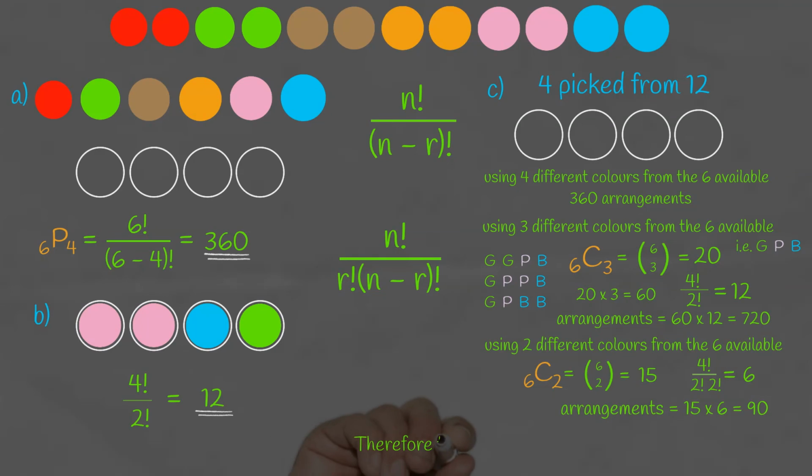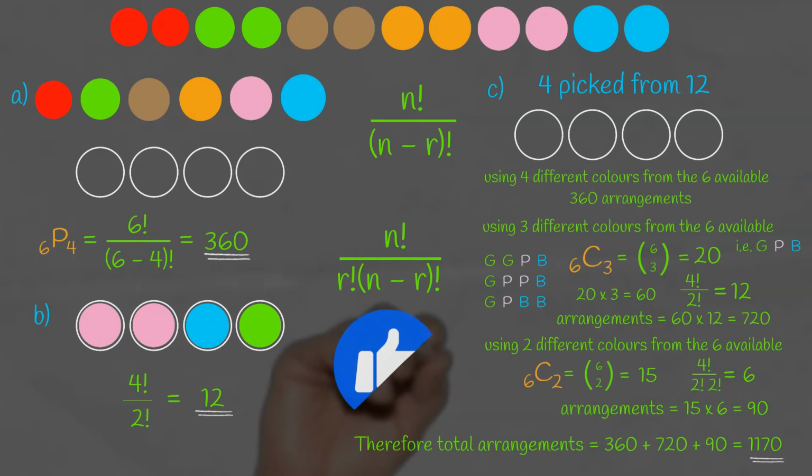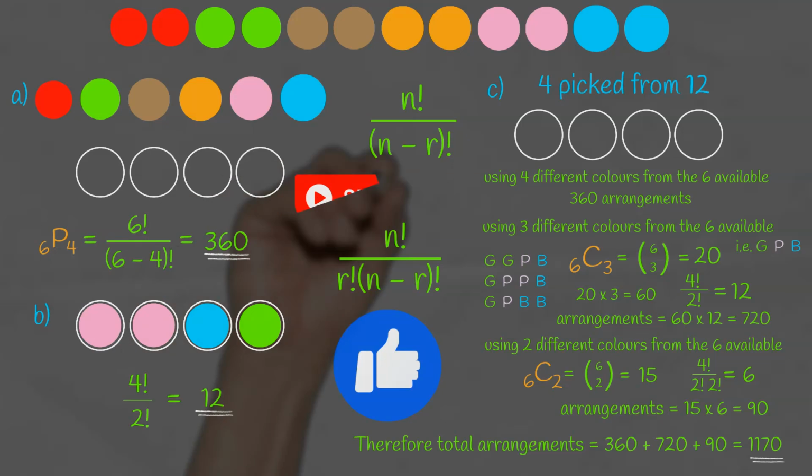Therefore, the total number of arrangements is 360 plus 720 plus 90. So it's 1170.